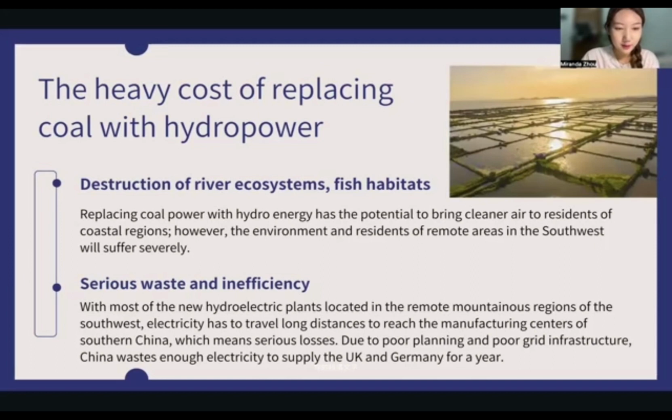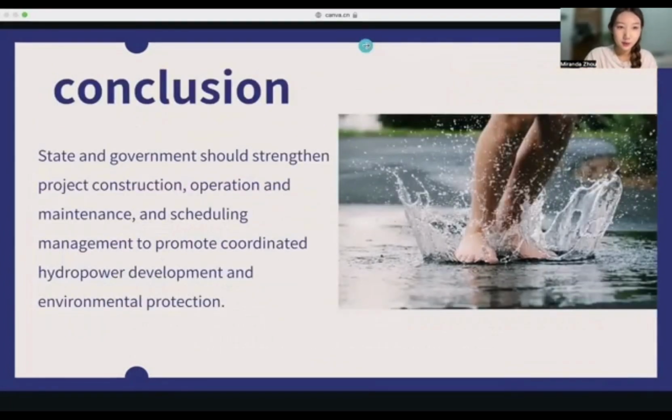The next one is serious waste and inefficiency. With most new hydroelectric plants located in the remote mountainous regions of the southwest, electricity has to travel a long distance to reach manufacturing centers of southern China, which means serious losses. Due to poor planning and poor grid infrastructure, China wastes enough electricity to supply the UK and Germany for a year. In conclusion, the state and government should strengthen project construction, operation and maintenance, and scheduling management to promote coordinated hydropower development and environmental protection.